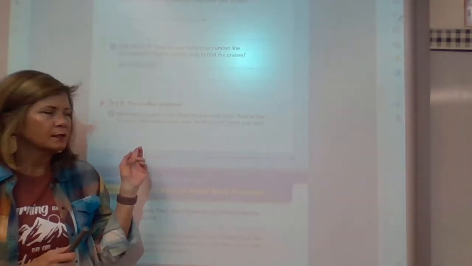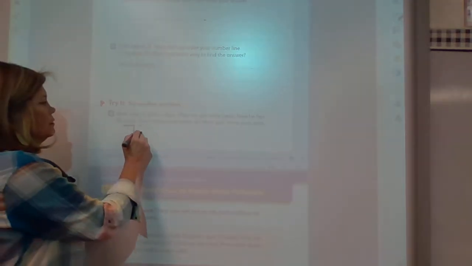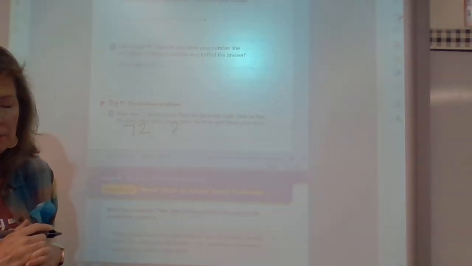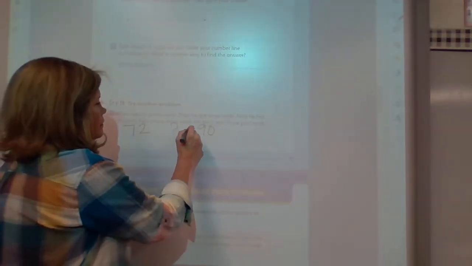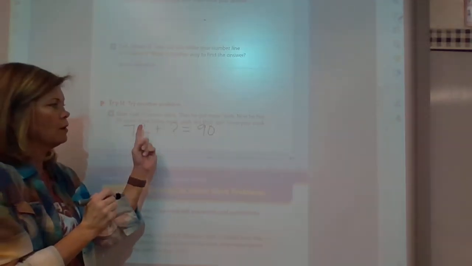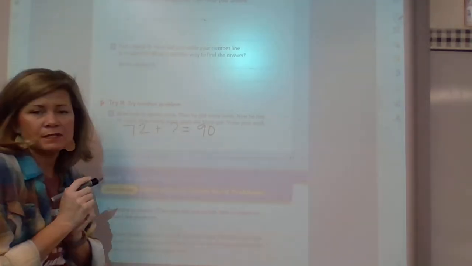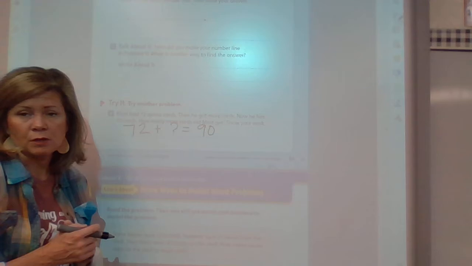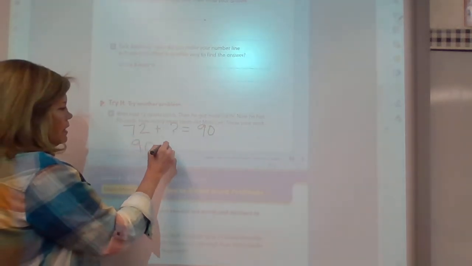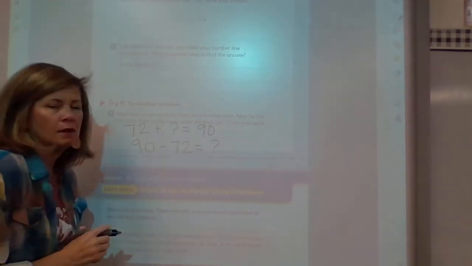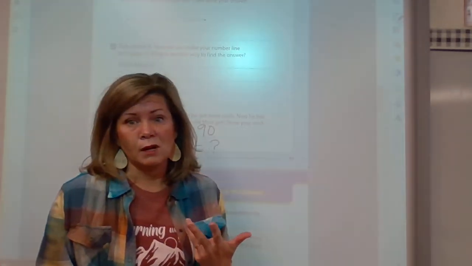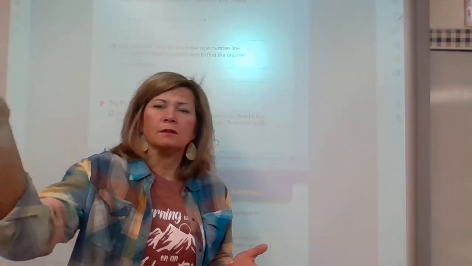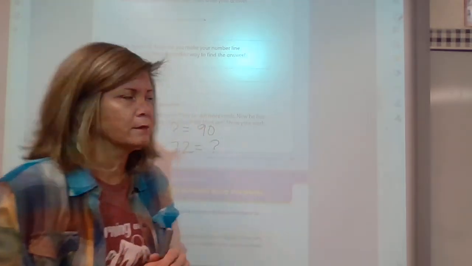So down here at the bottom, Matt had 72 sports cards. That's what we know. Then he got more, but I don't know how many more. Now he has 90. Well, if he had some and he got more, we're going to add. I know my total is 90, okay? You could also write a subtraction equation. You could say 90 minus 72 equals blank. Which one of those is right? Well, they're both right, okay? So it really kind of depends on you. If you like to add up, add up. If you like to subtract or count down, do that. Either way is right, okay?